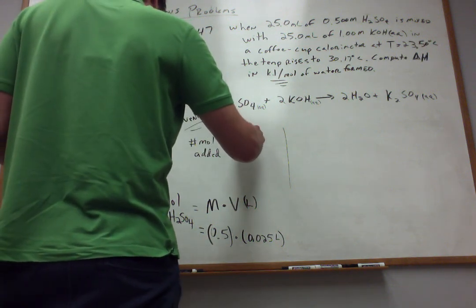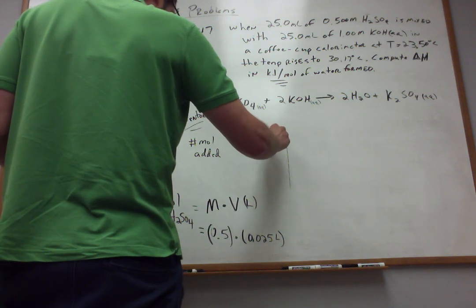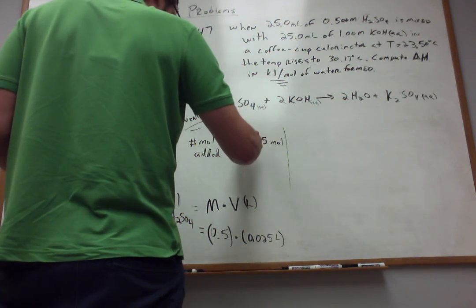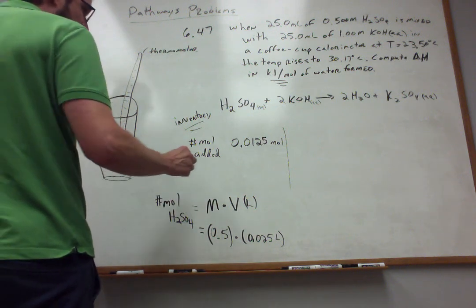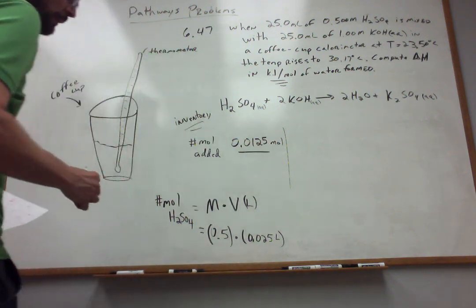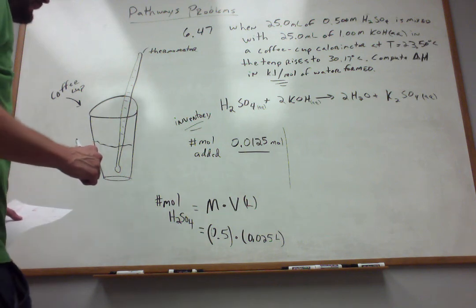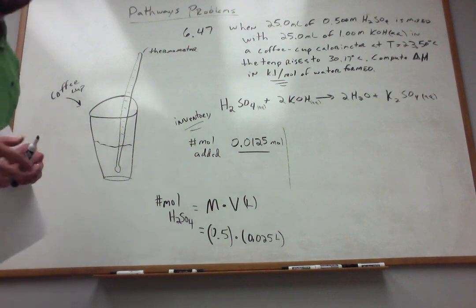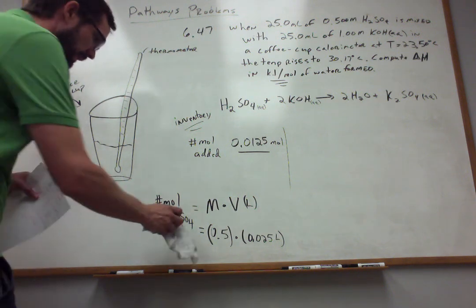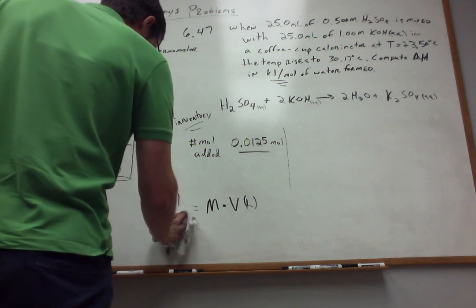Okay, it's a very, very important equation for you to remember. You're going to use that all the time in your chemistry class. Molarity times volume. Now, if you do that math, you find that we've added 0.0125 moles of the acid. Okay. Now, what about the other substance, which is the KOH? In a similar fashion, I can figure out how many moles of my KOH are present. The numbers are a little bit different there.